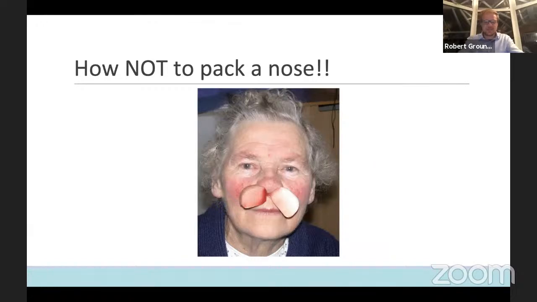Lady who's got packs dangling out. So we don't want this. We don't want the rapid rhinos. These aren't actually rapid rhinos, it's a Merocell, but they're dangling out the nostril. And remember, we talked about how it's Little's area. So we really want them right in, so they're pressing on Little's area, right up to the hilt rather than half dangling out.